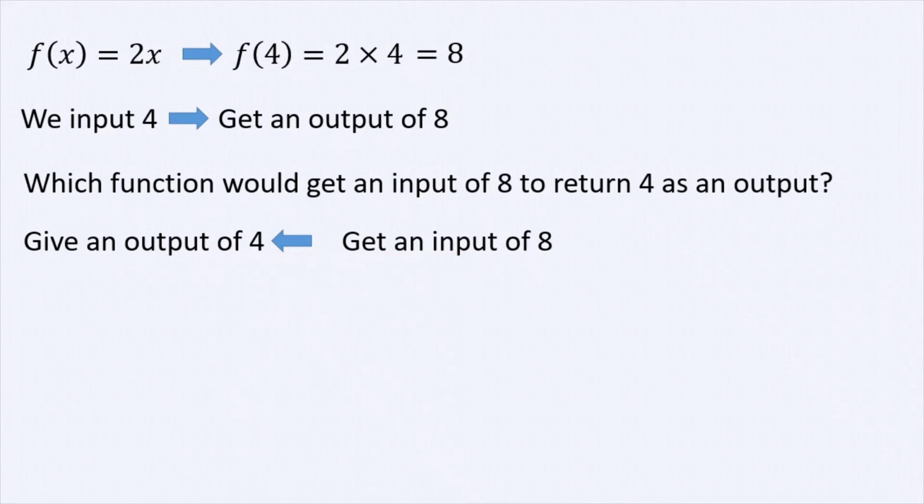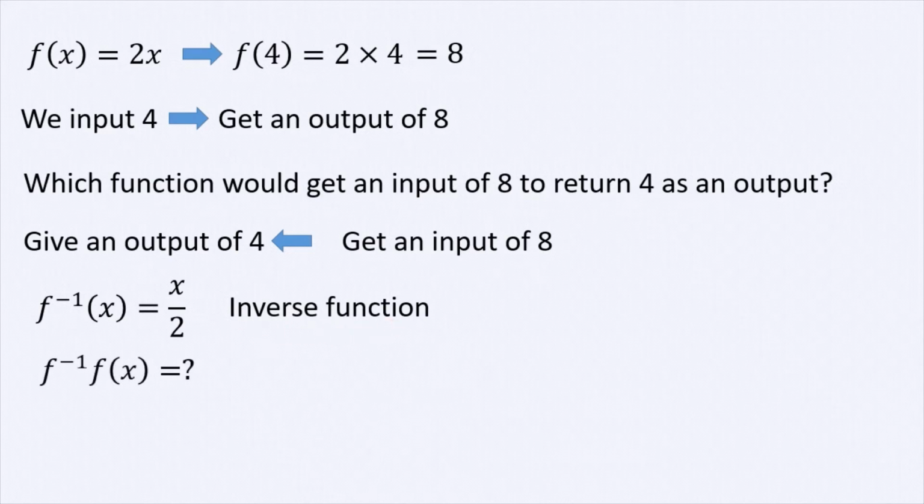Now, logically, if we would like to get an output of 4 from an input of 8, we divide the input, which is 8, by 2 to get a 4. So f minus 1 of x, which we call the inverse function of f of x, would be equal to x over 2. We call this the inverse function.